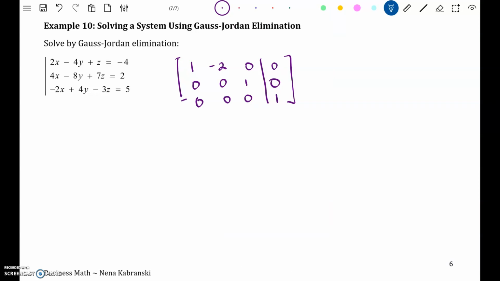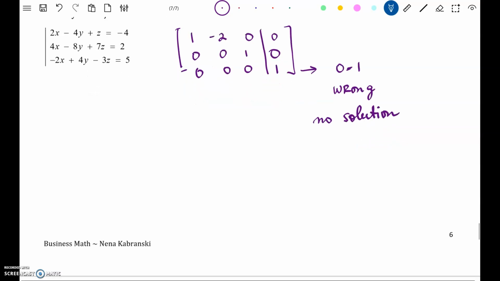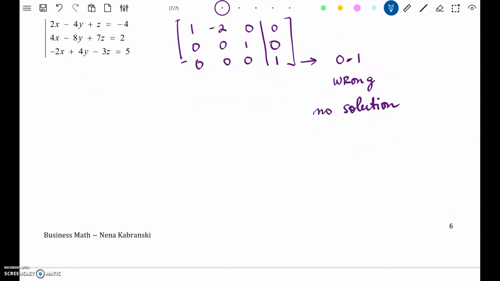So the calculator tells me that 0 is equal to 1, which is wrong. So I'll assume no solution for this example. And of course I can do exactly the same thing as I did before to prove this by hand. And I'm going to conclude with this lesson.